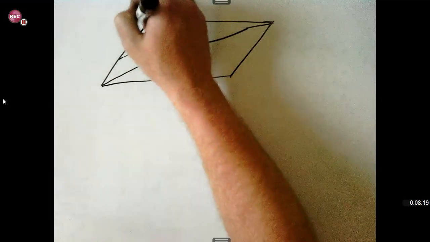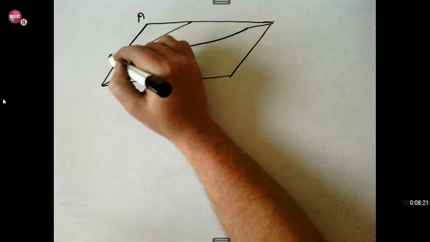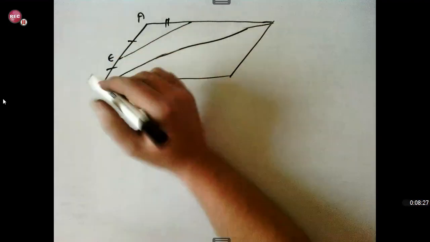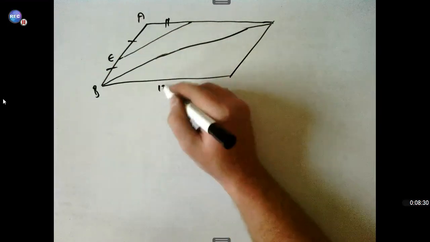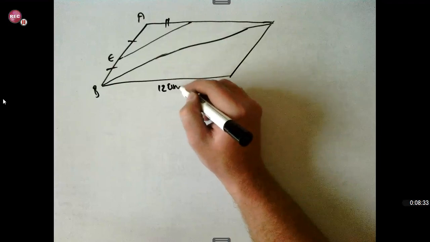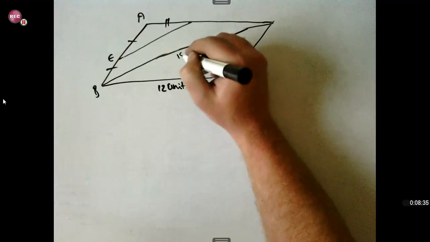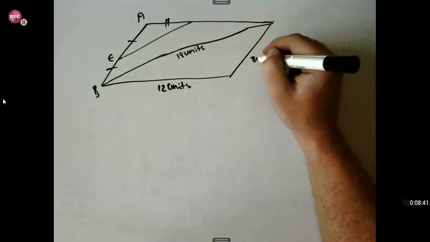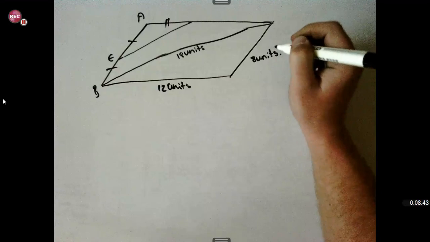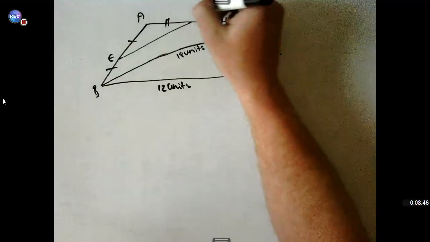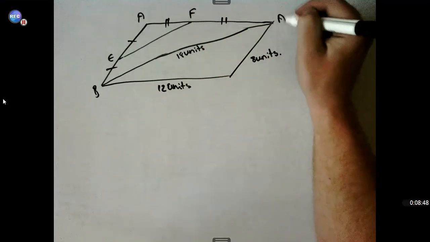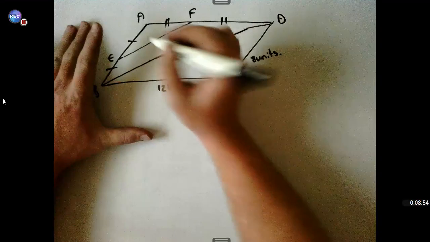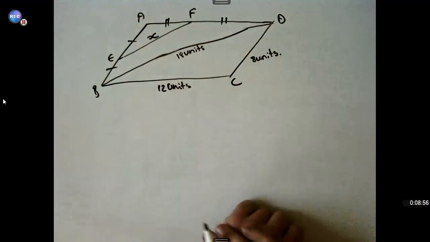Then we've got A, E. They also told me that those two here are the same. Then we've got B. We've got 12 units. I've got 18 units here. Then I've got 8 units over here. Then these two are also the same. This is F, and this is D, and this is C. Okay, everything's named. Obviously, we've got an unknown side, and that is the unknown side.